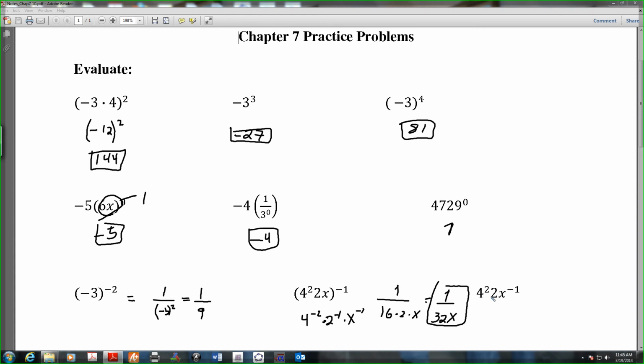This last one we have again 4 to the power of 2, which is 16, times 2, which is 32. So this is 32 x to the negative 1. Then I use the negative exponent property, so this is 32 over x. So you notice the difference: the parentheses affects or doesn't affect the property.